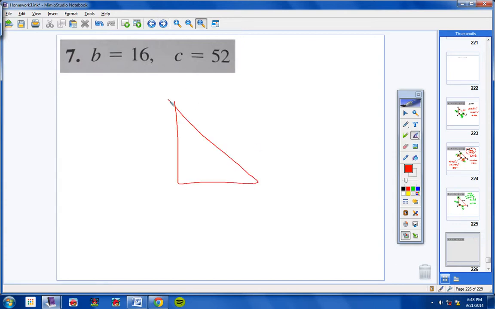Always helpful to draw that right triangle real quick there, like that. Then let's go ahead and label everything. We're going to keep this A, keep this B, and keep this C to be consistent.